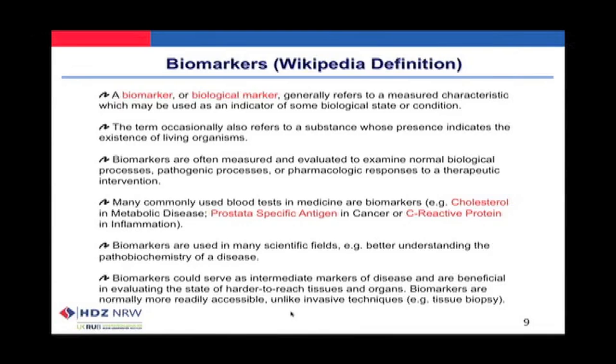The term occasionally refers to a substance whose presence indicates an existing living organism, and biomarkers are often measured and evaluated to examine normal biological processes, pathogenic processes, and pharmacological responses to therapeutic intervention. And all of you, I think, know commonly used blood tests in medicine. So cholesterol is a biomarker in metabolic disease. The prostate-specific antigen is a biomarker in cancer, and C-reactive protein, for instance, is a very important biomarker in inflammation. So biomarkers are used in many scientific fields for a better understanding of the biochemistry of a disease.